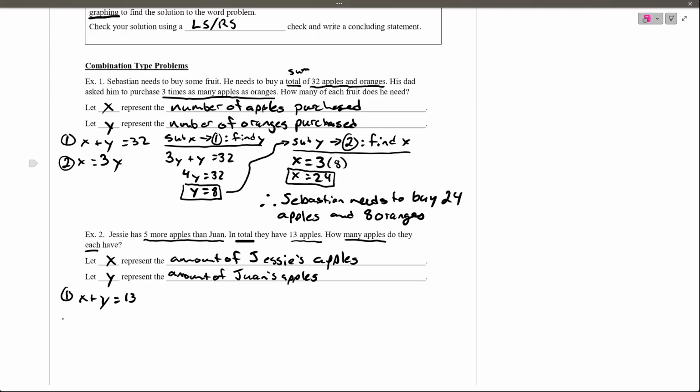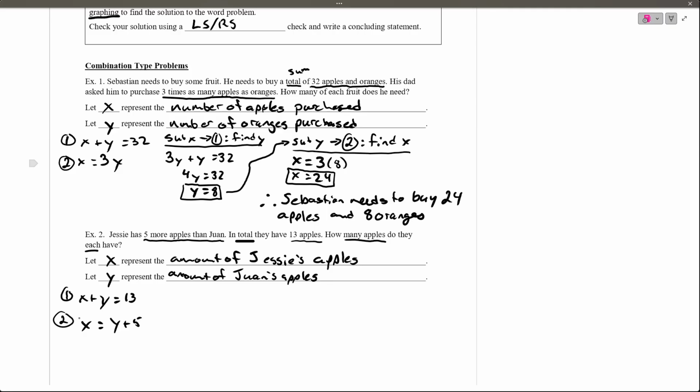How do we get our second equation? We got to look for more data that was given to us. In this case, Jesse has 5 more apples than Juan. Well, if Juan's apples are y, that represents y plus 5. And that is Jesse's apples. So x is equal to y plus 5.